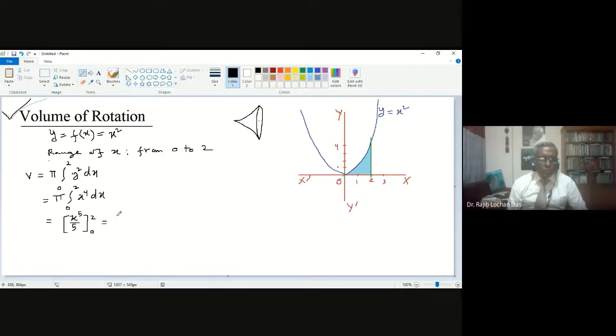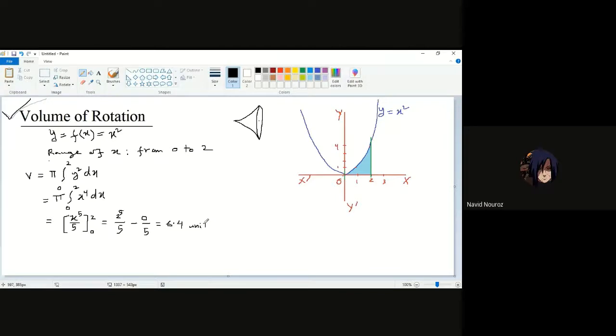So you put the 2 value first, so it will be 2 to the power 5 divided by 5, and then minus 0 divided by 5. So it is actually 32 by 5, so 6.4. 6.4 unit cube. It is cubic unit.